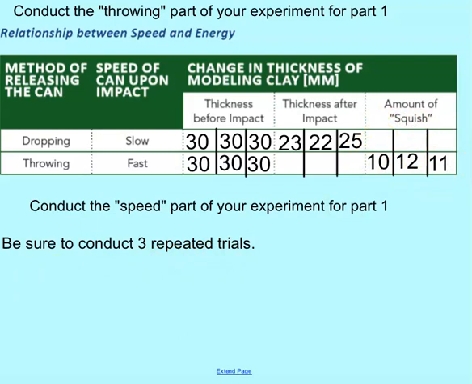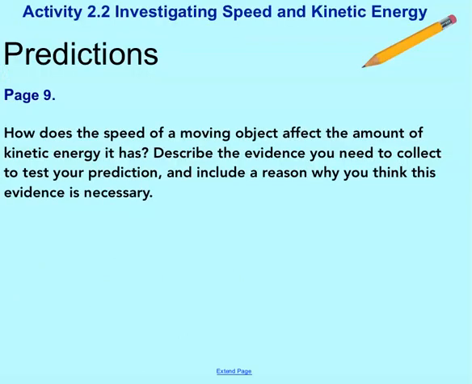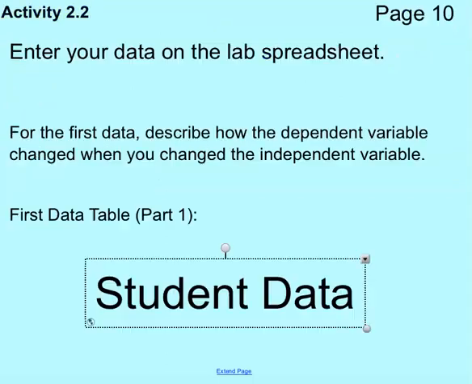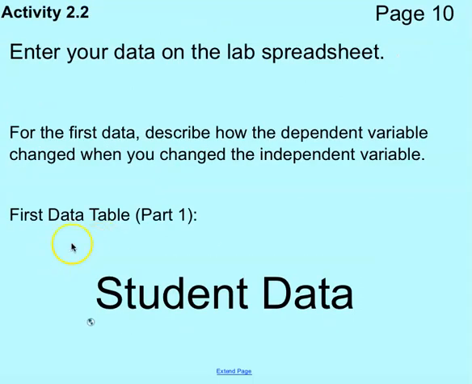You're going to need to know that, because the next thing I want you to do on the bottom of page 9, again, the page numbers may vary depending on what year, is take a look at this. Oh, I'm on the wrong spot. You should actually be on page 10. It says, for the first data, describe how the dependent variable changed when you changed the independent variable. So remember I told you we were going to talk about that in a little bit.